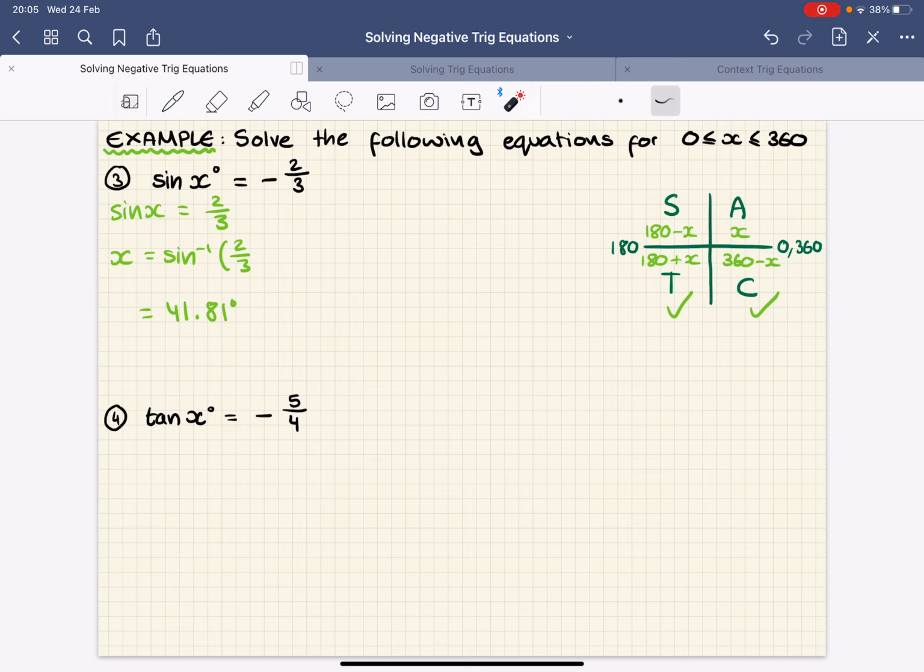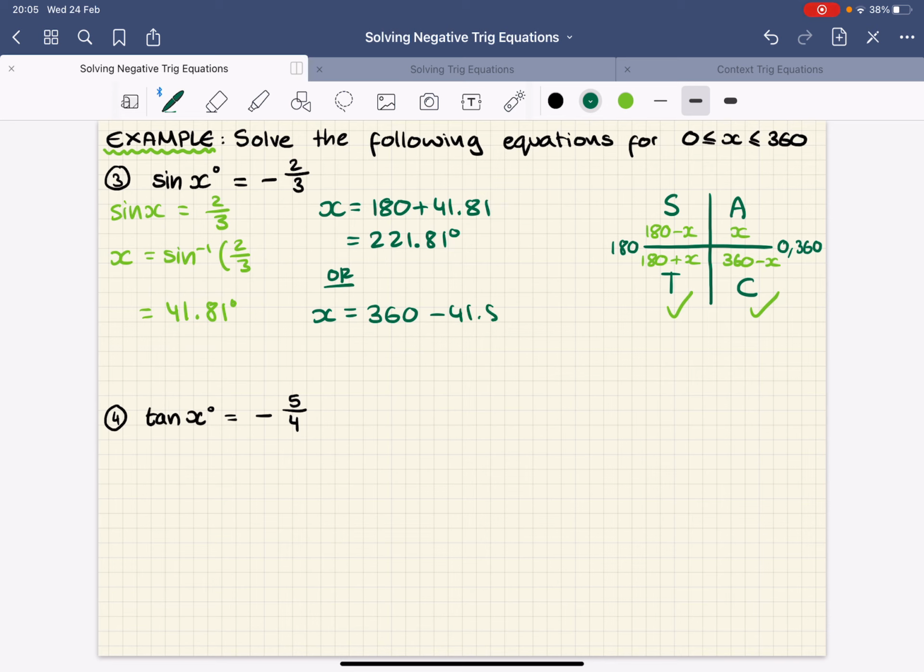So then, to find out what my two true values for my angle will be, I'm going to use that 180 plus x and the 360 minus x. So x equals 180 plus the 41.81. So that is just going to be 221.81 degrees. Or x is going to equal the 360 take away the 41.81. And so that would just be 318.19 degrees.